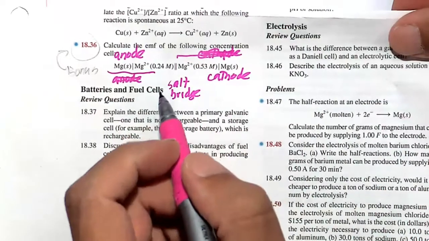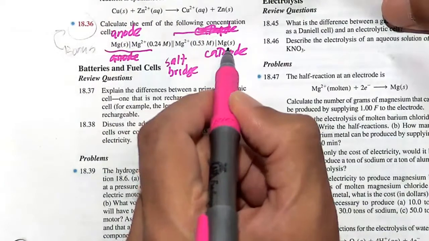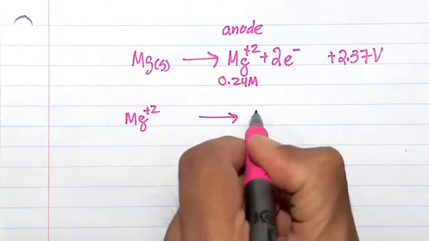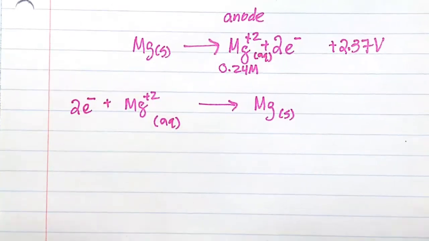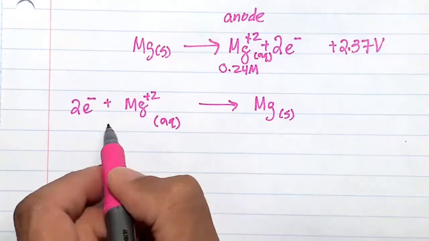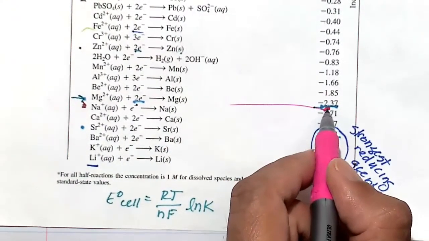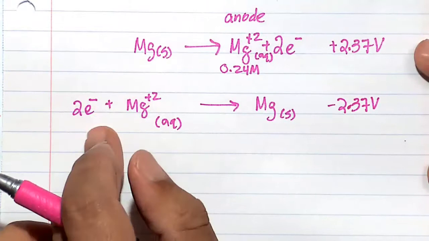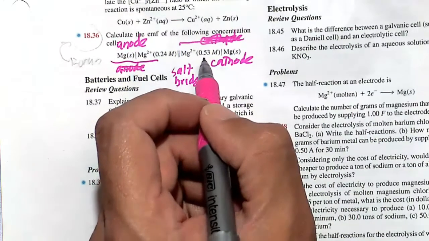Now let's do the cathode, which is going to be the reverse. It's going to be Mg plus 2 going to Mg solid. And here, to balance the charge, we have to gain 2 electrons. And as before, it's going to be the same value but opposite sign. Mg plus 2e minus going to Mg solid. It's the exact same thing. So we keep the value of minus 2.37 volts. This is the cathode where you gain 2 electrons. 0.53 molar for the cathode.